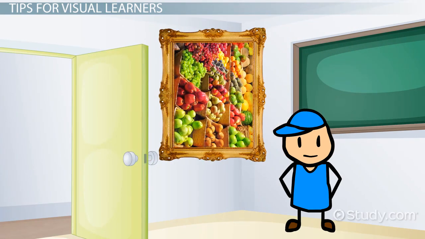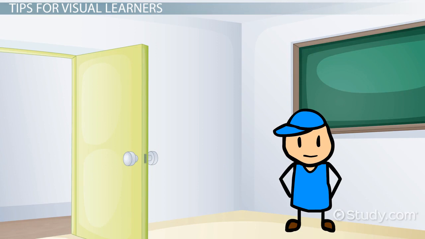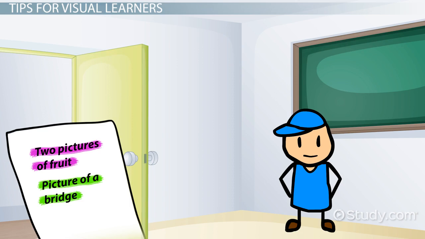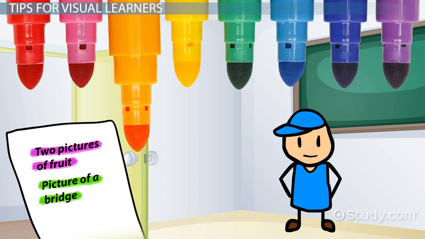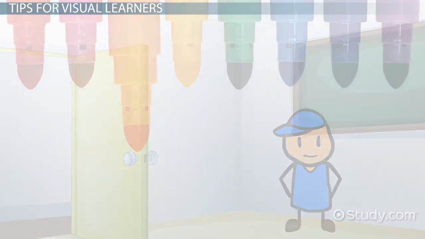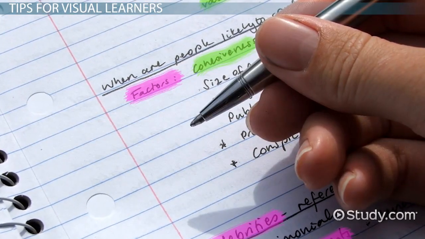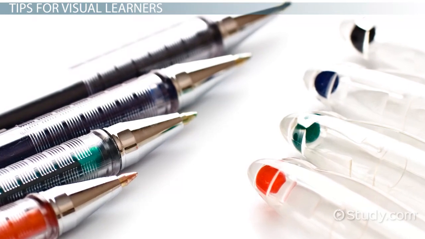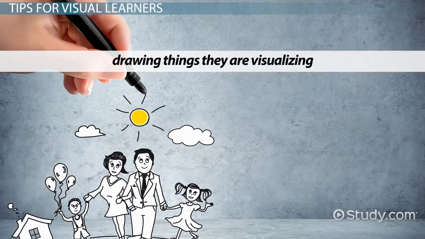To remember information, visual learners can try a few different methods, such as using color in their notes. Visual learners should invest in a good pack of highlighters of many colors and use the various colors to code information they are learning. For example, related topics can be assigned a specific color in their notes. Colored index cards are also a good tool for visual learners, and colored pens will help keep their attention when taking notes during class. They can also draw things they are visualizing.